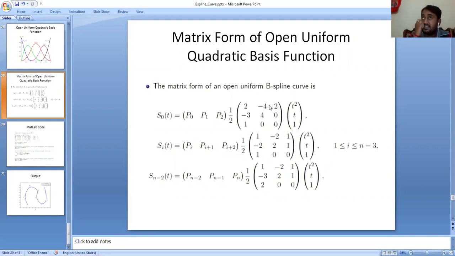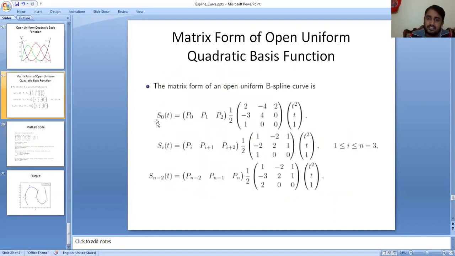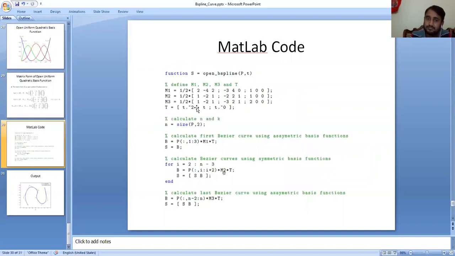And for S0 and S1, this will be constant. So there will be three matrix representations of the open uniform B-spline. So when you write this in MATLAB code, you will get M1, M2, and M3, three matrices for S0, Si, and Sn-2. You will get these three codes.